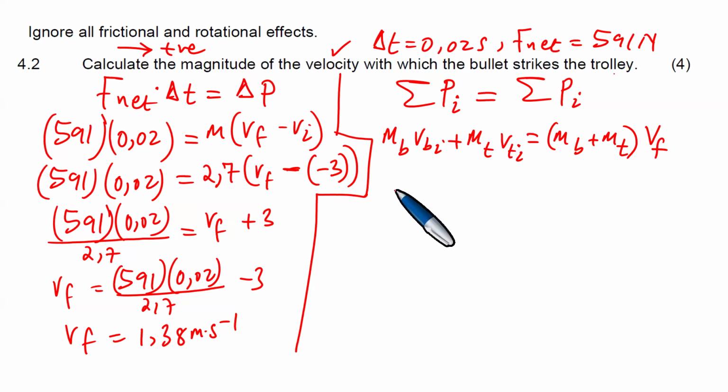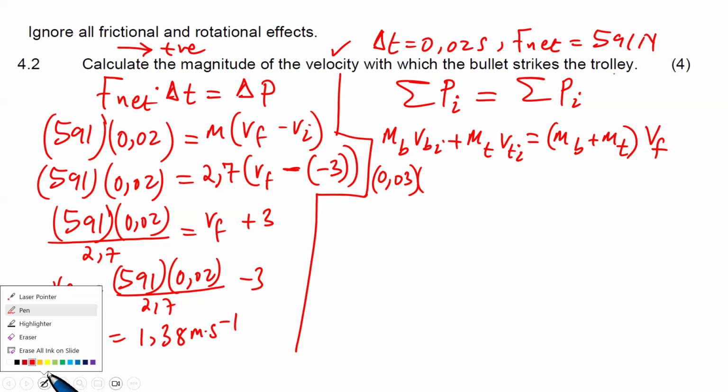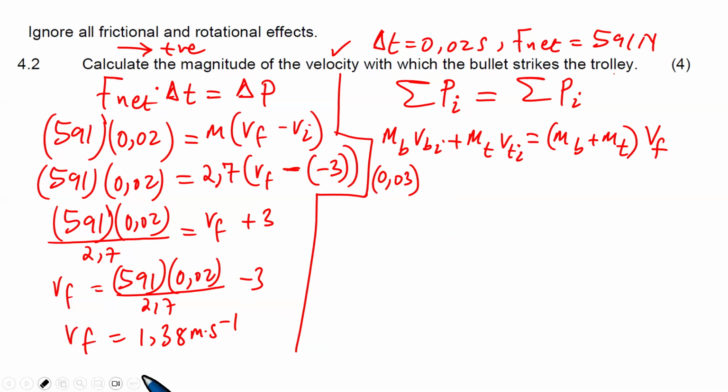What is the mass of the bullet? The mass of the bullet is 0.03 kilograms. Just leave out the units for now. What is the initial velocity of the bullet? That is what we want, so that is what you're going to write down here. The initial velocity of the bullet is VBI, plus the mass of the trolley, which we know is 2.7 kilograms, multiplied by the initial velocity of the trolley.